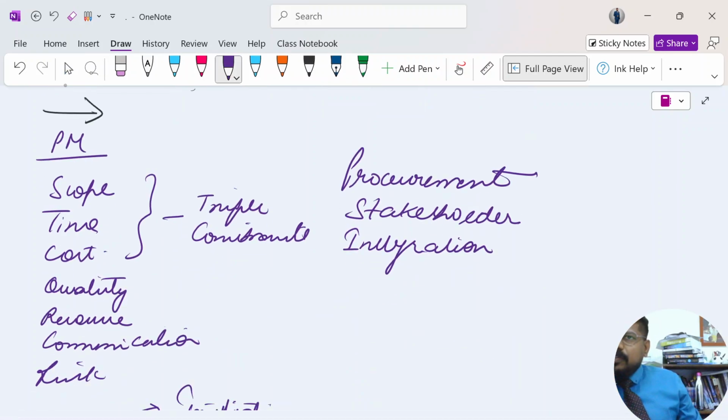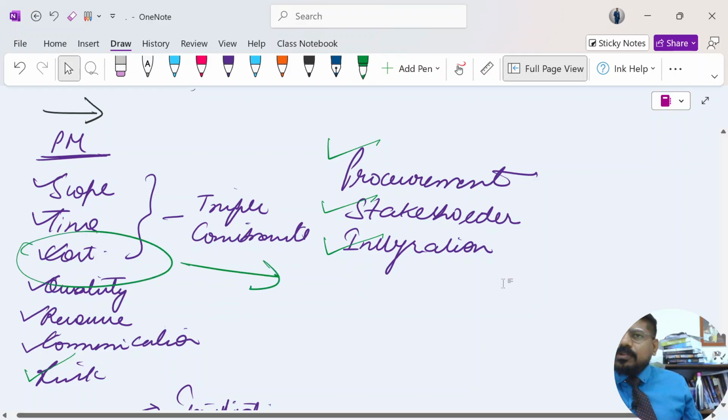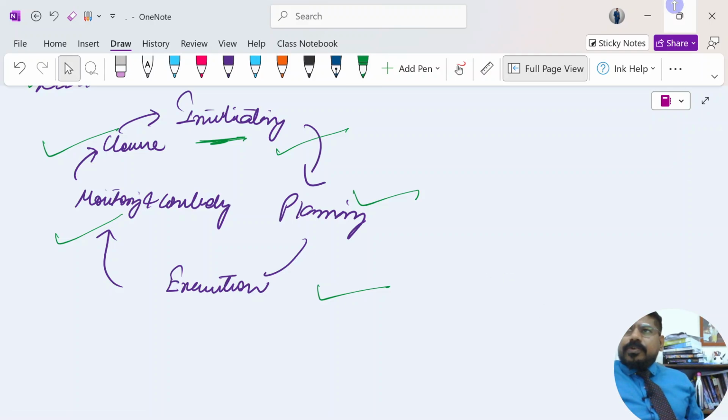So we discussed project management constraints, which are scope, time, cost, quality, resource, communication, risk, procurement, stakeholder, and integration. Now we are going to discuss the costing part, project cost and control, and the phases: initiating, planning, execution, monitoring and controlling, and closure.